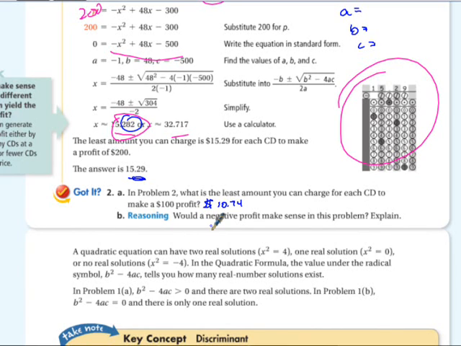Would a negative profit make sense for this? Yeah, a negative profit would make sense. It just means we lost money. Okay. So if you were to get a negative, you have to determine whether or not that makes sense or not. And on that one, it does.